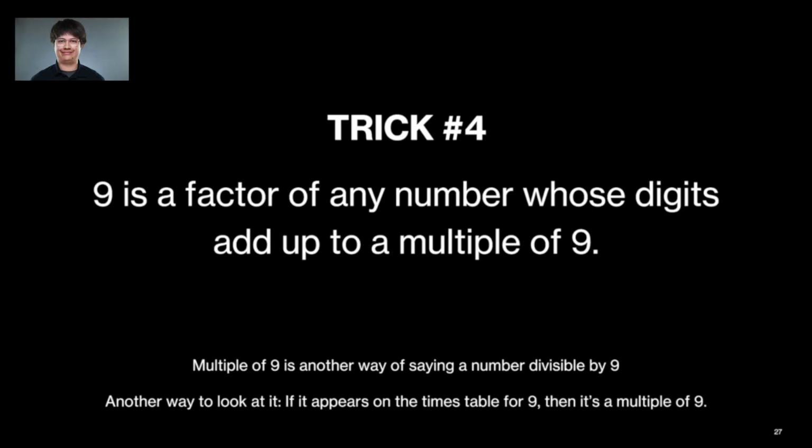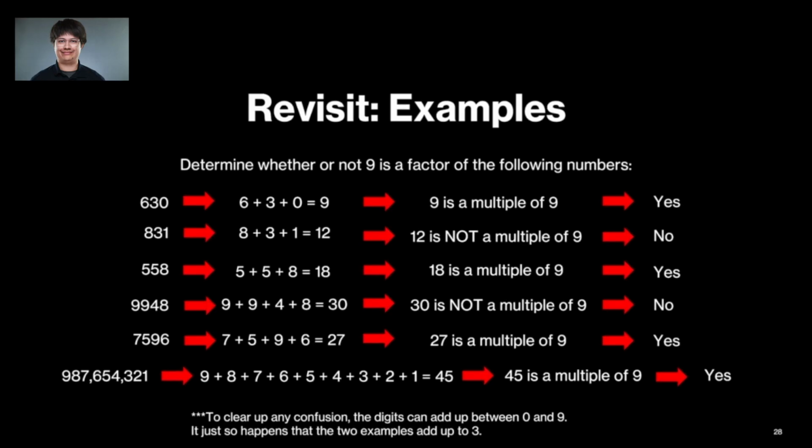So trick number 4 says if I add up the digits of a number and the result is a multiple of 9, then 9 is a factor of that number. In the last video, we did some examples with this. But it required us to memorize the times table. If memorizing the times table is challenging, then you may like this approach instead.